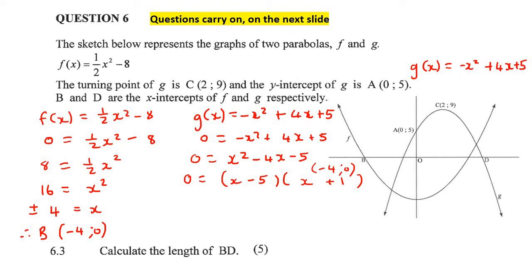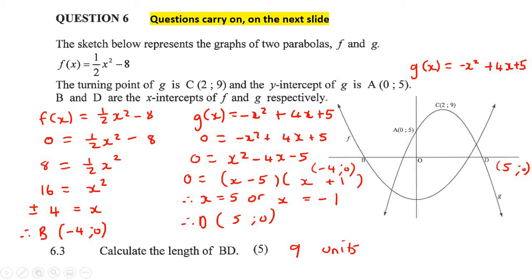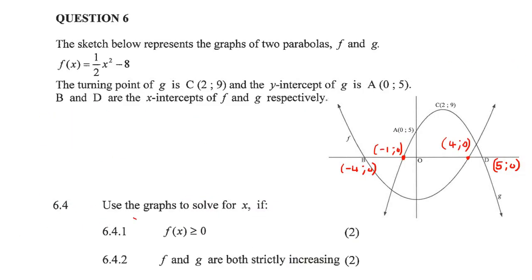Okay, that's how that one factorizes. And then therefore, x would be equal to 5, or x would be equal to minus 1. Okay, so this is obviously the minus 1, but we want the one with 5. So we can then say, therefore, d is 5 and 0. Now, you can easily get the length from here to here. You don't even have to use the distance formula. Think about it. You're going from minus 4 up to 5. How many units is that? That's 9 units. Therefore, the answer is 9 units. If you wanted to use the distance formula, it would still work. So that is okay.